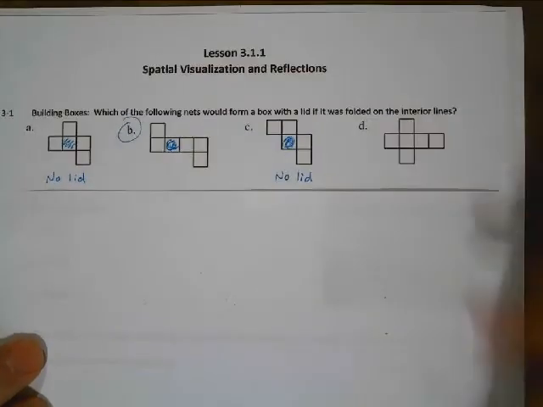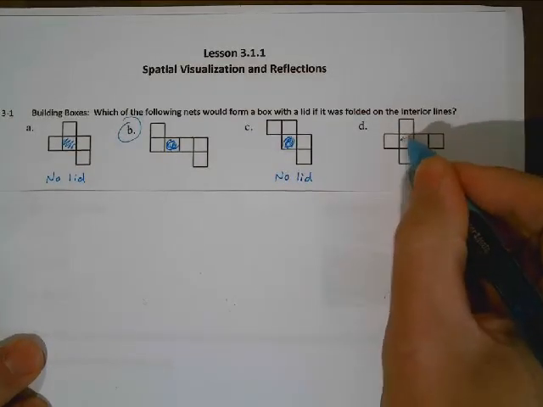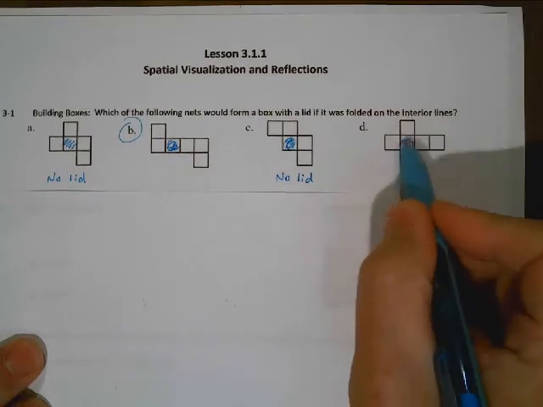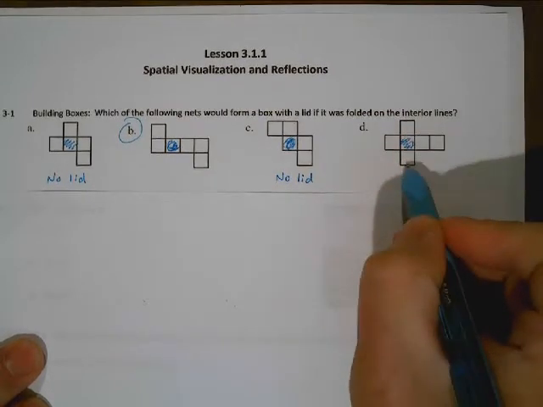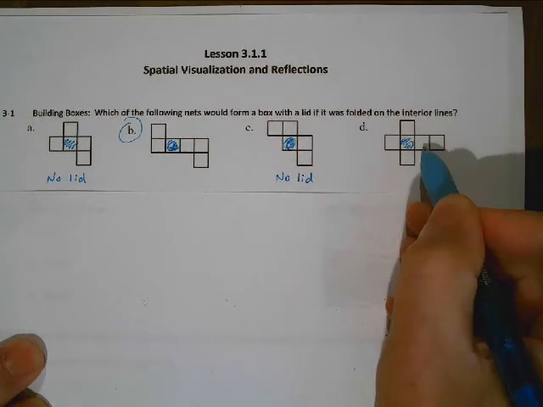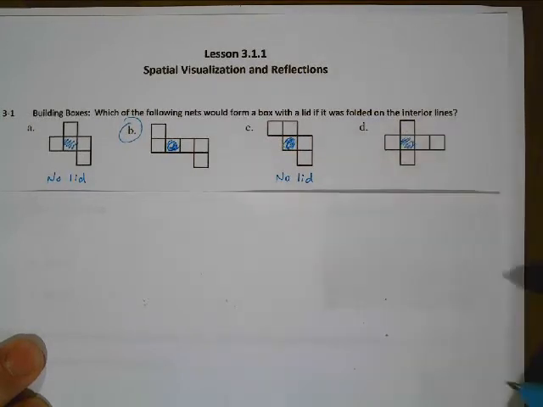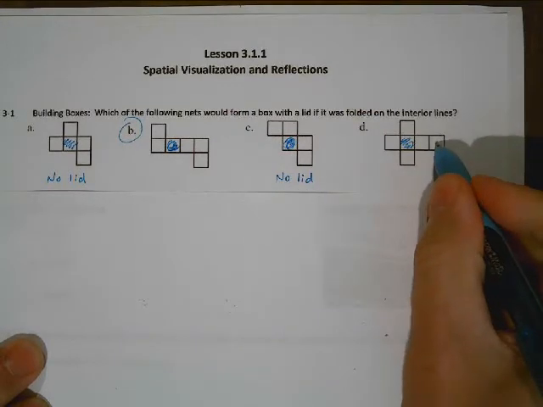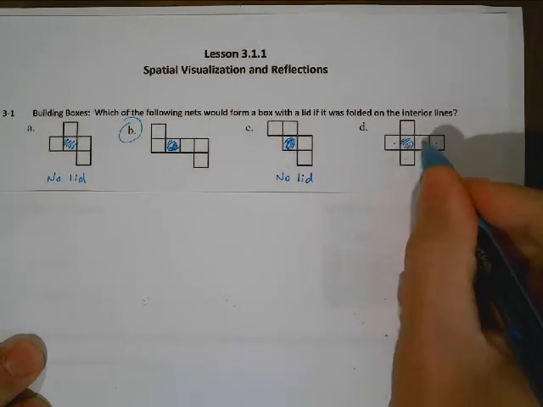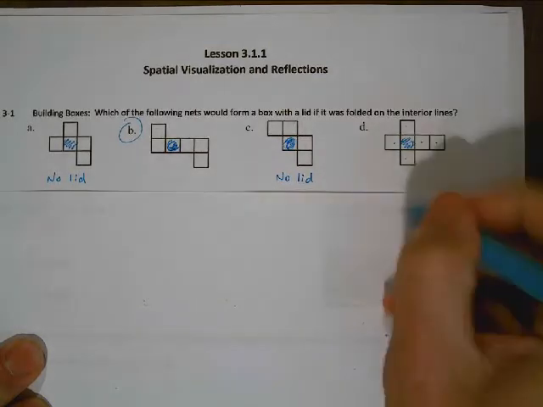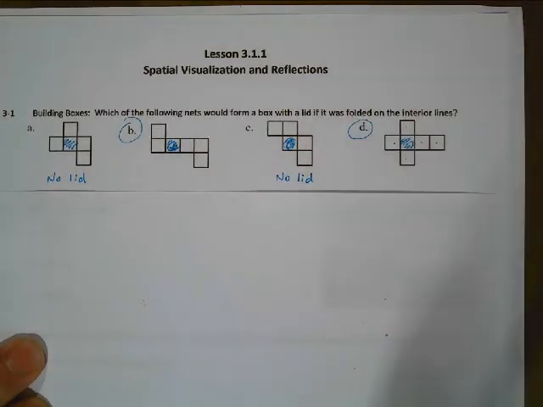For this one, probably the easiest of them all, this becomes a side, this becomes a side, this comes up and becomes a side, this one comes up to the side, and then this one becomes the top of the box. So this is the top right here, and these are the four sides of the box. So this one gives us a lid.